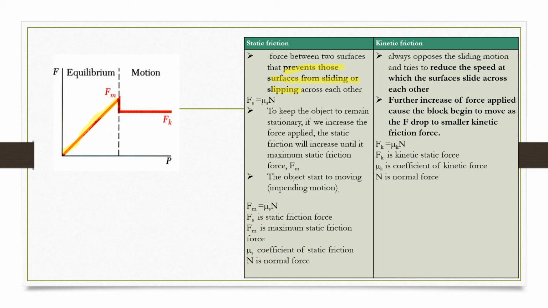The further increase of force applied will cause the block to begin to move as the F drops to a smaller kinetic friction force. The formula we can use is Fk equal to mu k N, where Fk is the kinetic friction force, mu k is the coefficient of kinetic friction, and N is the normal force. Mu k is almost 0.75 of mu s, so mu s is greater than mu k.